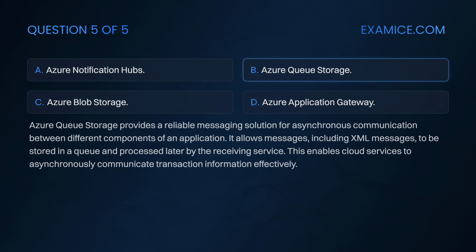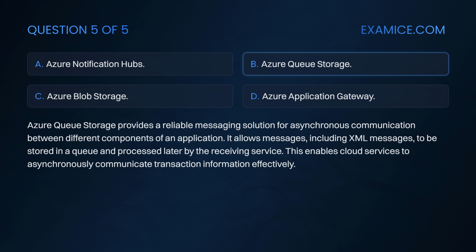Azure Queue Storage provides a reliable messaging solution for asynchronous communication between different components of an application. It allows messages, including XML messages, to be stored in a queue and processed later by the receiving service. This enables cloud services to asynchronously communicate transaction information effectively.